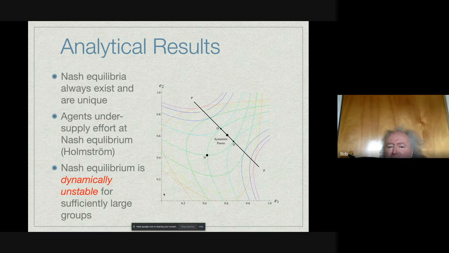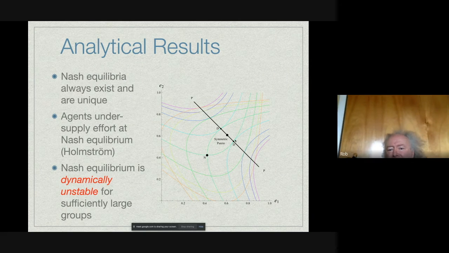In a 2-agent team, this is the effort level of agent 1, effort level of agent 2, and I've drawn iso-utility lines for agent 1. They're the U-shaped ones. Iso-utility lines for agent 2, they're the C-shaped ones. And the point here is that where it says N, this is a Nash equilibrium. Now, first of all, Nash equilibrium always exists for this, in this case, a 2-person game, a team production game. Holmstrom showed that basically agents undersupply effort.